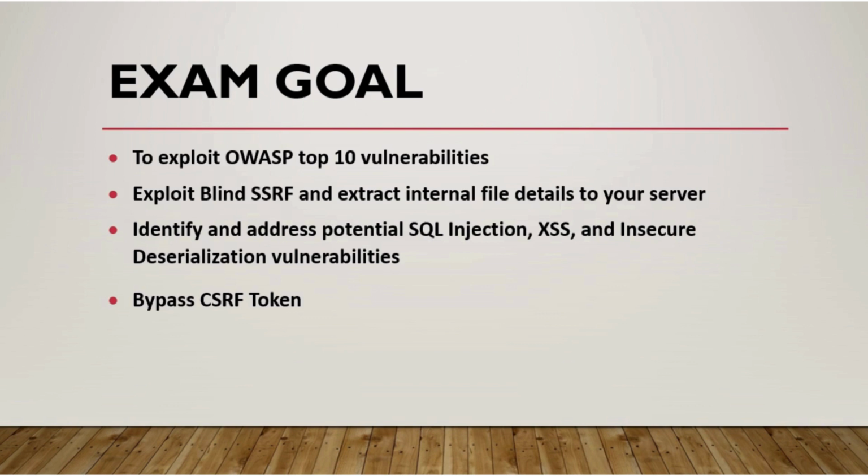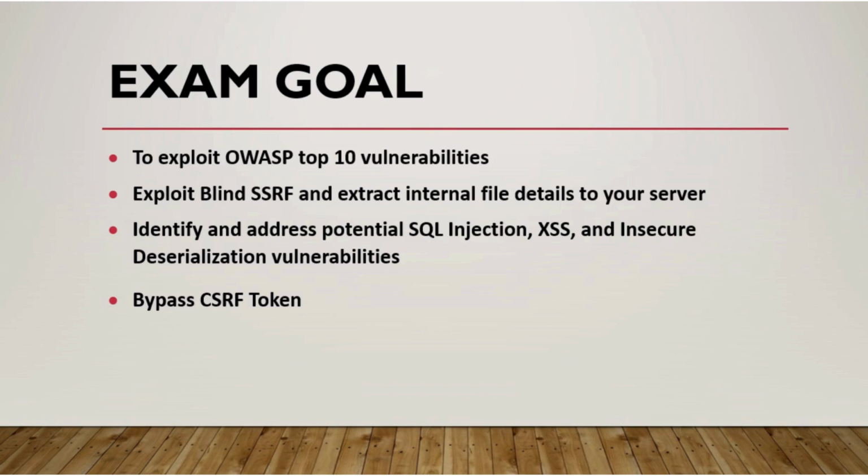The last one is insecure deserialization vulnerabilities. This is also new when we compare version 1 and version 2. This insecure deserialization vulnerability is introduced in version 2 of eWPTX. So we have to use the Burp Pro version or the cracked version. It will help to find the insecure deserialization vulnerability, and we can try to exploit it as well.